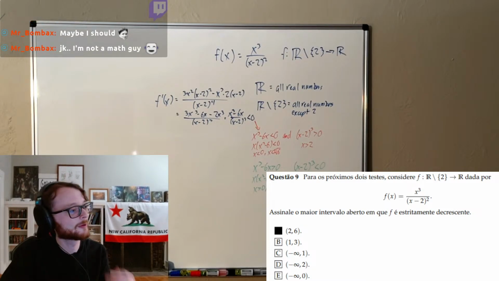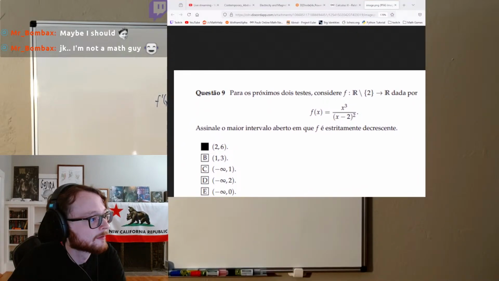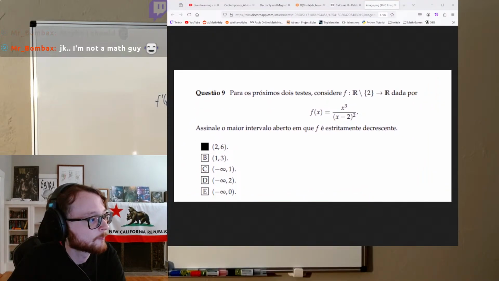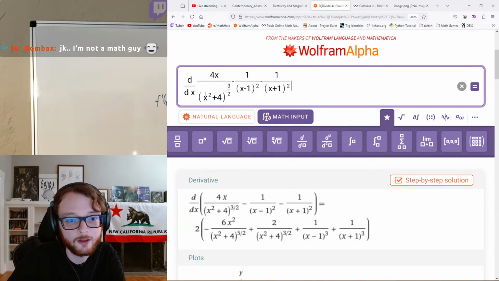Let me look at Wolfram, just verify my derivative against what Wolfram Alpha gets. Because the answer is from 2 to 6. And I nearly have it for my red casework.